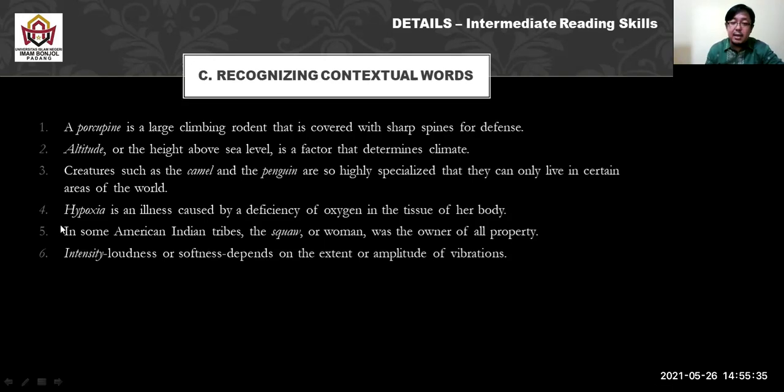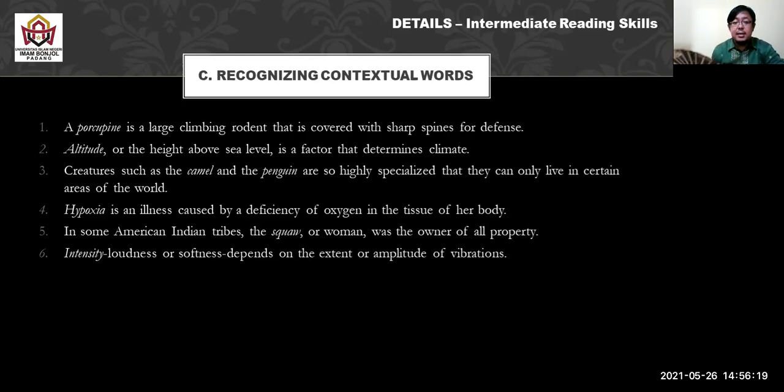Number four, hypoxia is an illness caused by a deficiency of oxygen in the tissue of the body. Deficiency means lack of air, so it shrinks a bit. So what is hypoxia? It is an illness caused by a deficiency of oxygen, and so forth. Number five, in some American Indian tribes, the squaw or woman was the owner of all property. If you are asked about this word squaw, the best answer would be woman, because she owned all the property. That's how you answer the question.